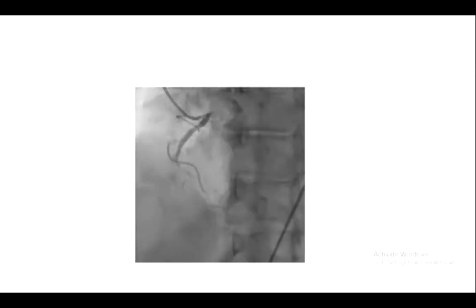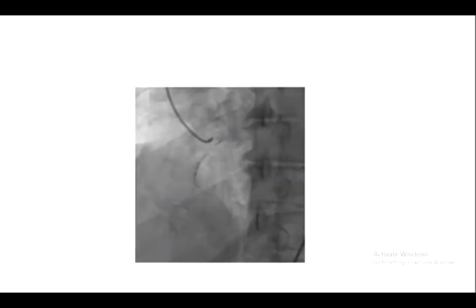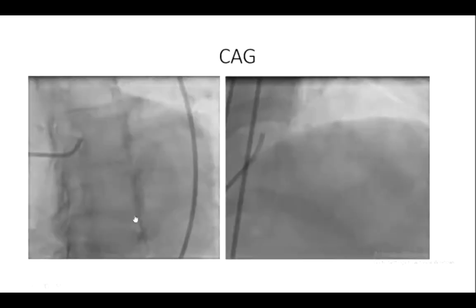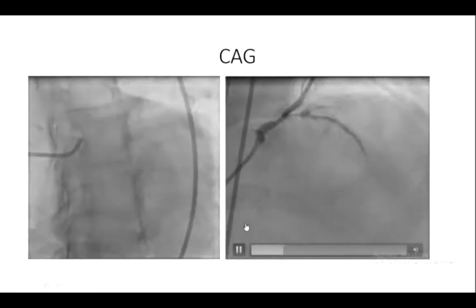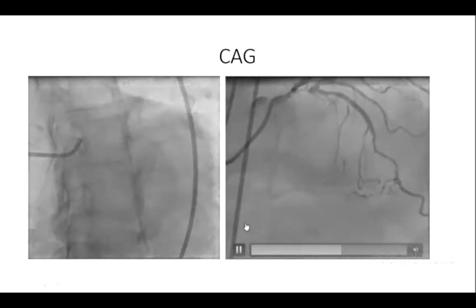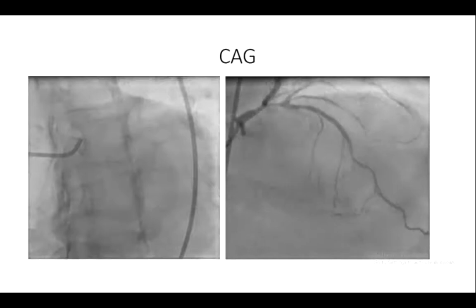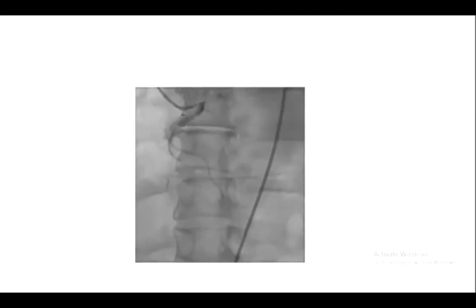If you go to the previous slide, you can appreciate the collaterals going to the RCA. The RCA is a CTO. Let's go to the previous slide, before the one before this. Yes, let's have a run on this. And you can see the collateral from the left side going to the RCA. So the RCA is a CTO with this severe distal left main disease.